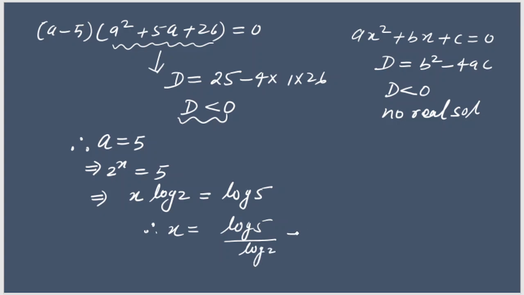In case you want to write it better, you can even write log 5 by log 2 as log of 5 to the base 2. So the final answer is that x is equal to log of 5 to the base 2, and that is your answer. I hope you have understood the solution.